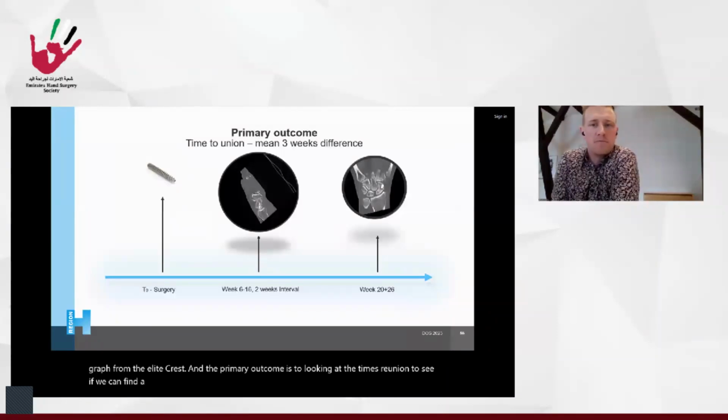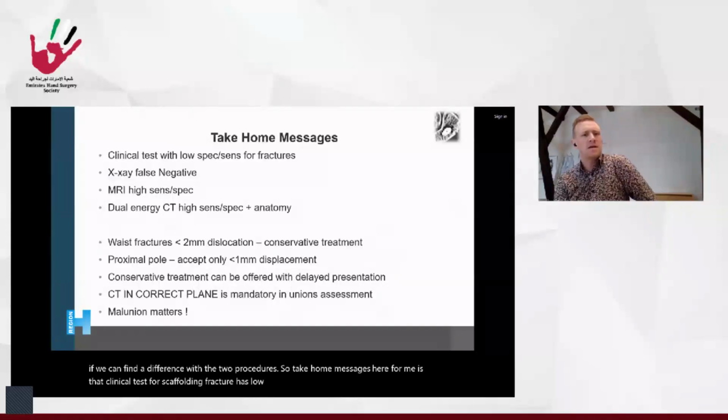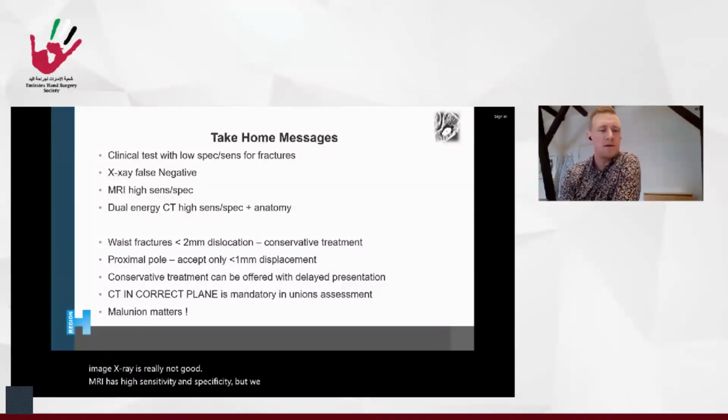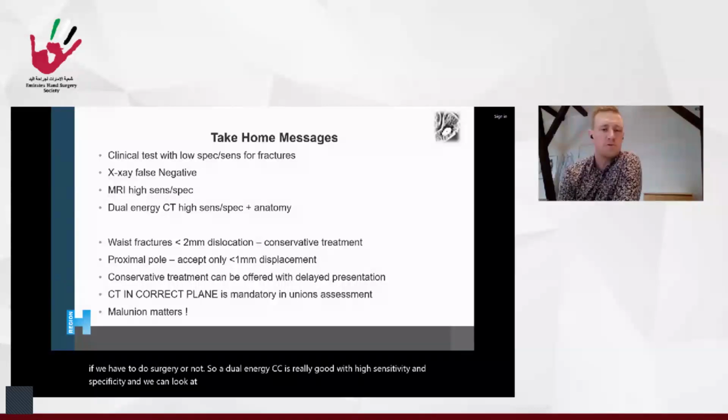So take-home messages here for me is that clinical test for scaphoid fracture has low specificity and sensitivity. So you have to do imaging. X-ray is really not good. MRI has high sensitivity and specificity, but we cannot see the anatomy and decide if we have to do surgery or not. So the dual energy CT is really good with high sensitivity and specificity, and we can look at displacement and choose to do surgery or not, according to the CT scan.